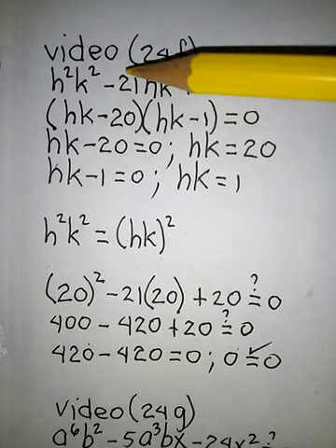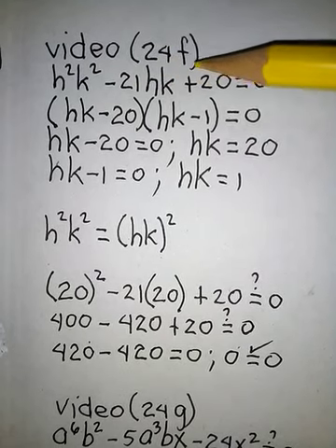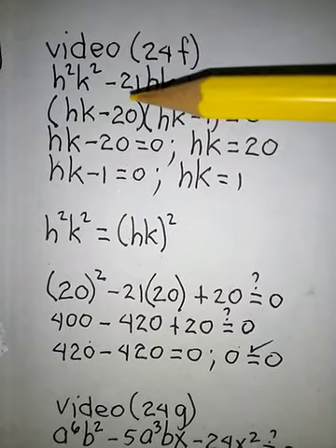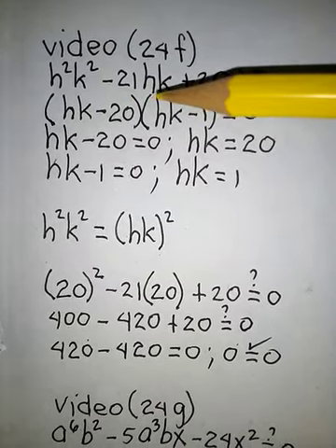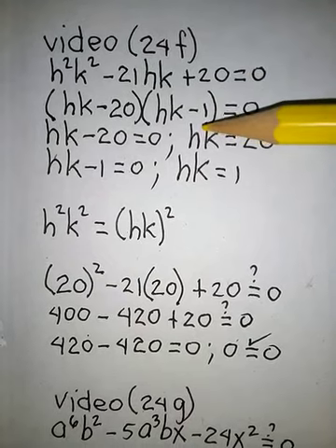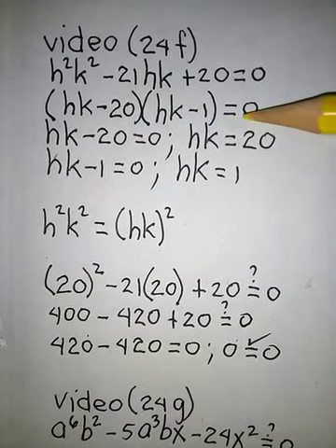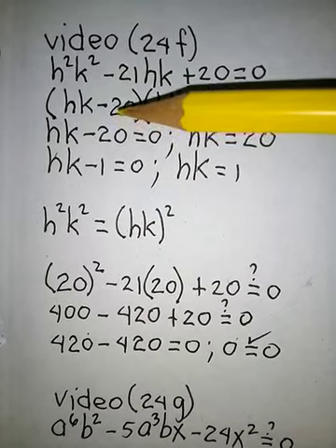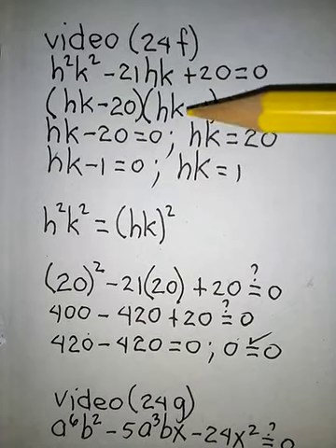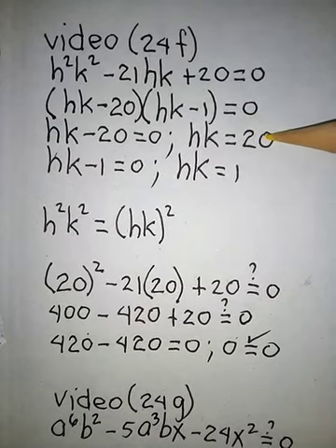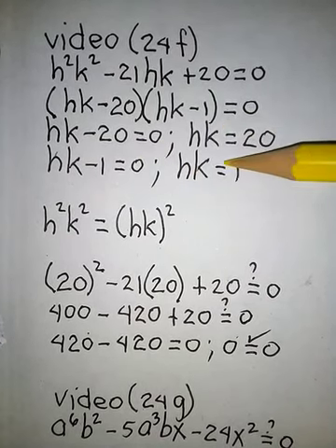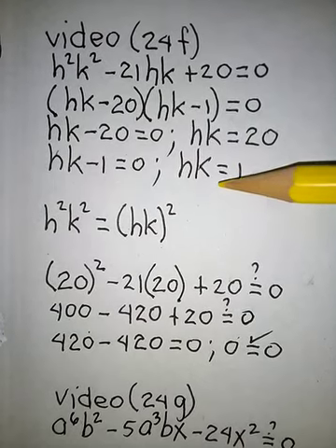We have h squared k squared minus 21hk plus 20 is equal to 0. So, we got the factors to be hk minus 20 multiplied by quantity hk minus 1 is equal to 0. So, equate each factor to 0. So, hk minus 20 is equal to 0. hk is equal to 20. And then the other one, hk minus 1 is equal to 0. hk is equal to 1.